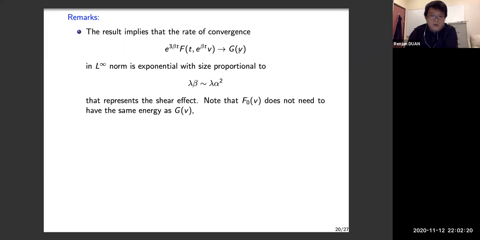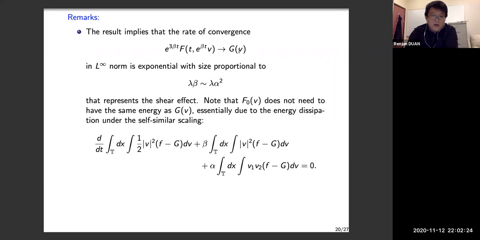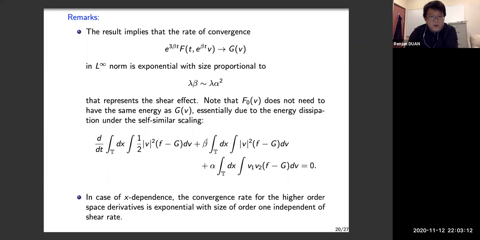And also F_0 does not need to have the same energy as this capital G. Why? Because if you let little f be in this form, rewrite the equation, take away G, and then take integration, looking at the time change rate of the perturbation of the energy, we get this kind of ordinary differential equation. These two terms will be balanced with each other. So this exactly tells you that the perturbed energy, because beta is strictly positive, will decay exponentially in time with rate e to the minus beta t. And in the case of X dependence, the convergence rate for higher order is exponential with size one. That will be independent of shear rate. This is quite natural to see.